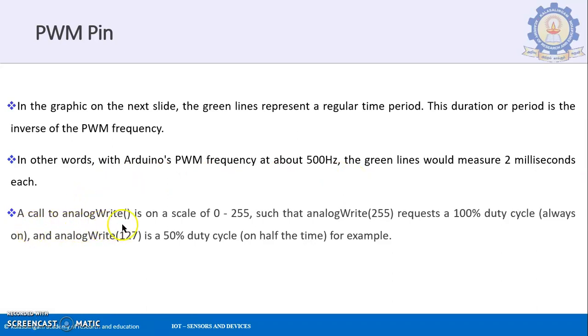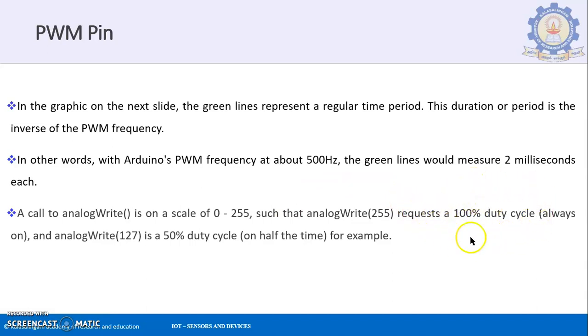A call to analogWrite is on a scale of 0 to 255. You would have seen this scaling value in the basic LED fade in fade out example which we saw in the second unit, in which the varying values were from 0 to 255. That is what they're talking about here. A call to analogWrite is on a scale of 0 to 255 such that analogWrite 255 requires a 100% duty cycle.